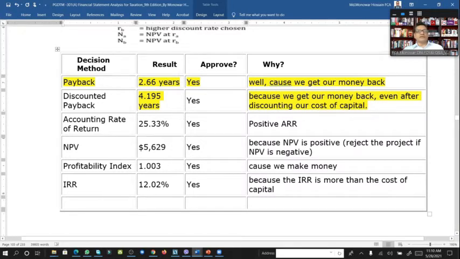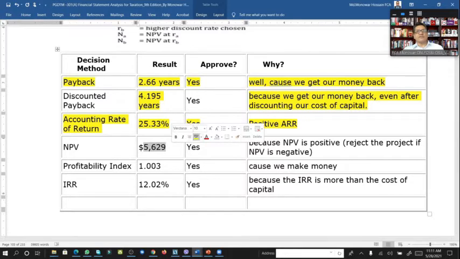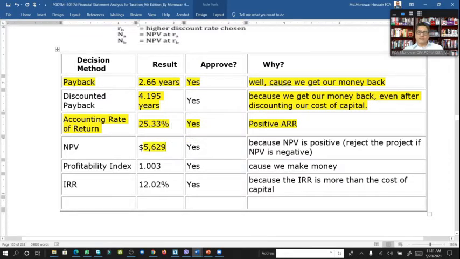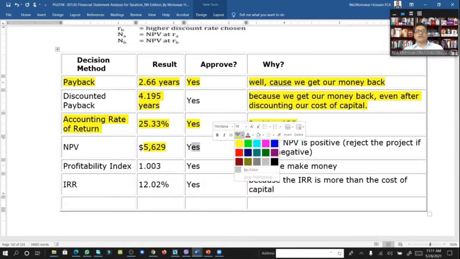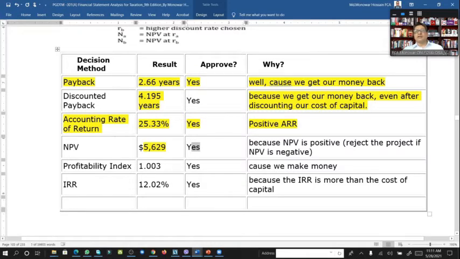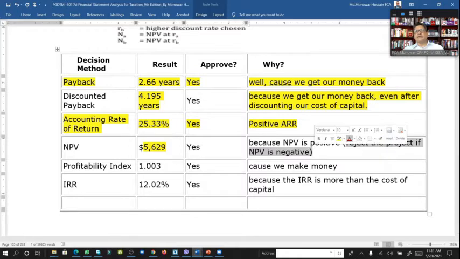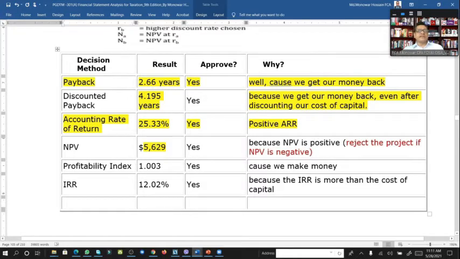Accounting rate of return here, 25%, is a positive accounting rate of return. So we will accept it. And if we see only NPV, then we get 5,629, NPV is positive. So our project should be accepted because of positive NPV. Because NPV is positive, accept, and reject when NPV is negative. Profitability index comes 1.003. Yes, we should accept it because we will get the money back, because the index is more than 1.